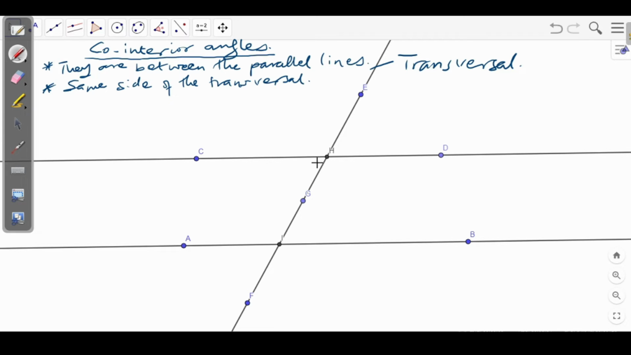So what I mean is that they are between, so they are not outside, they are between the parallel lines and they are on the same side. So this angle and this angle are co-interior angles. The same way, this angle and this angle are also co-interior angles. And what can I say about their properties or their measure? They are supplementary.